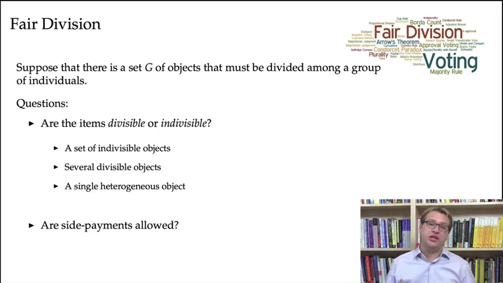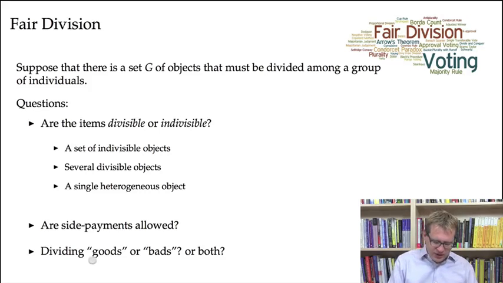A related question, are we allowing side payments? What side payments allow you to do is essentially move from a situation where you have only indivisible objects to a situation in which you have some divisible objects. So you can use the side payments, you use money as compensation for giving an object to one particular person. So in effect, what money or side payments allow you to do is move from a setting where you have just indivisible objects to a setting where you have some divisible objects.